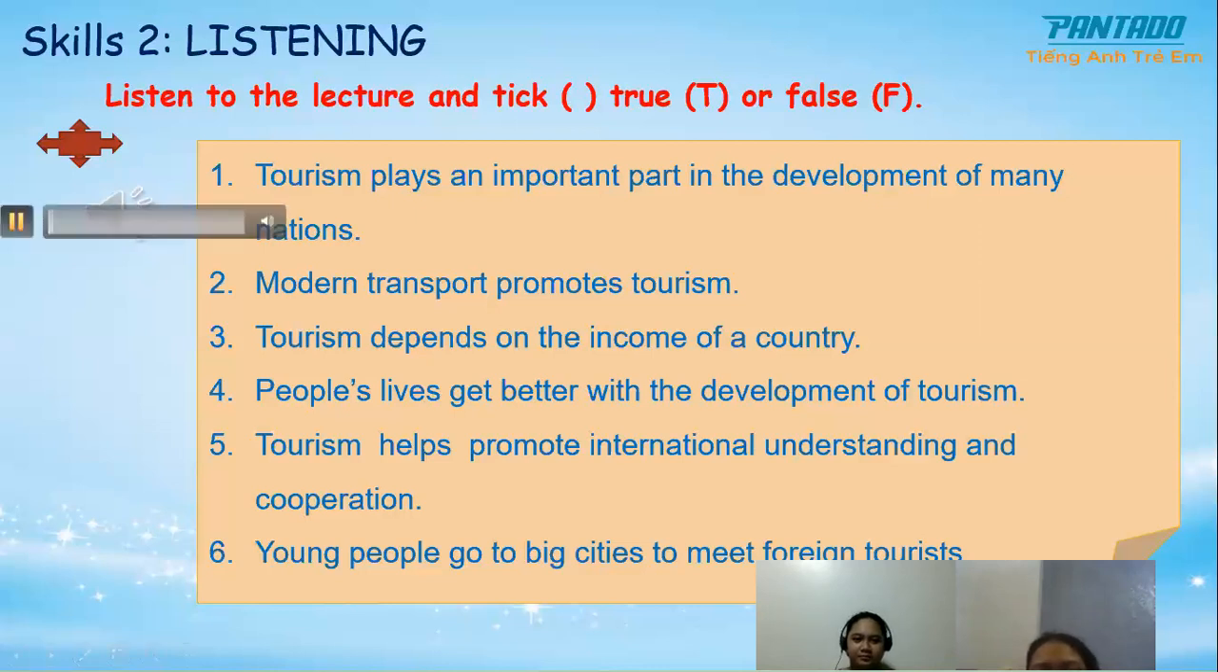Skills 2. Listening. Activity 2. Listen to the lecture and tick true or false.